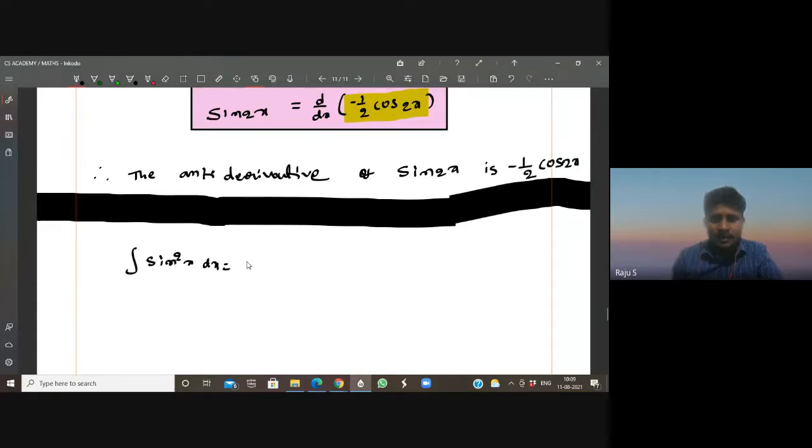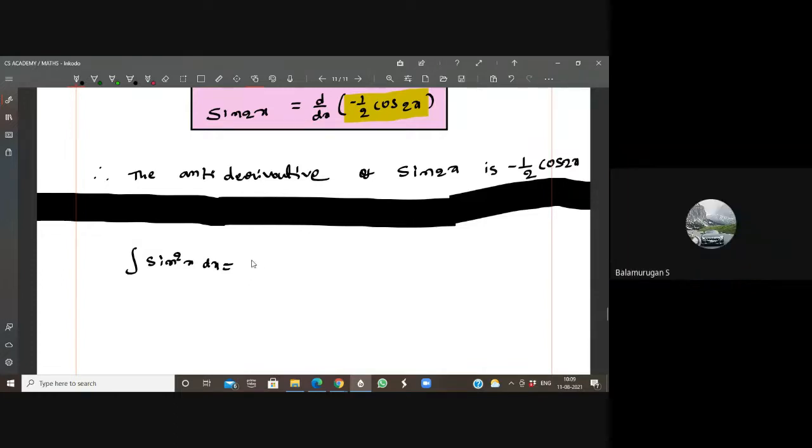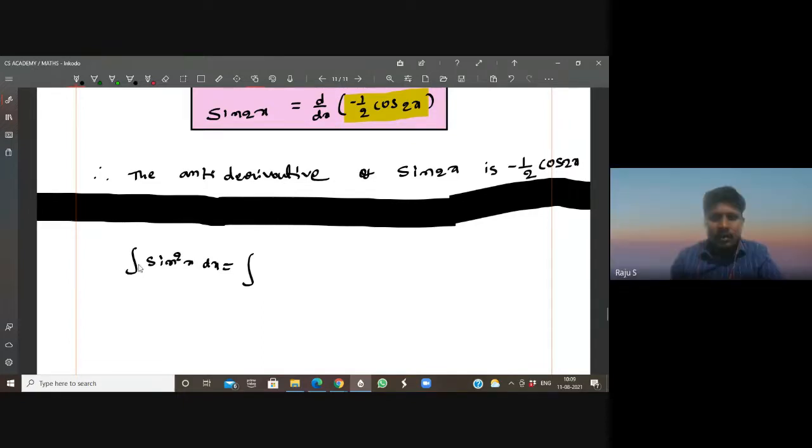Sine square x dx is there. So we can do d by dx of sine 2x, which will give... sine square x will give sine 2x, sir. D by dx, that derivative. Yes, sir. When you want to do integration, there are two methods.